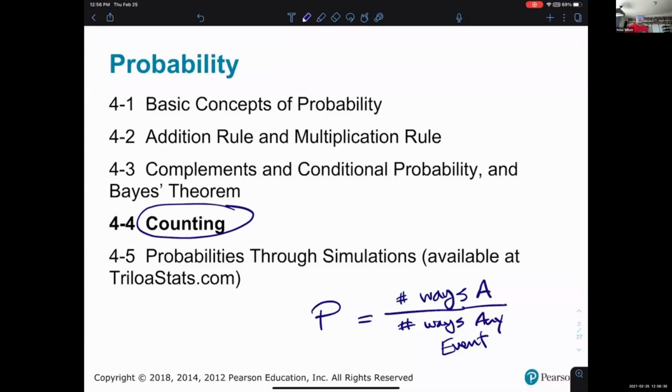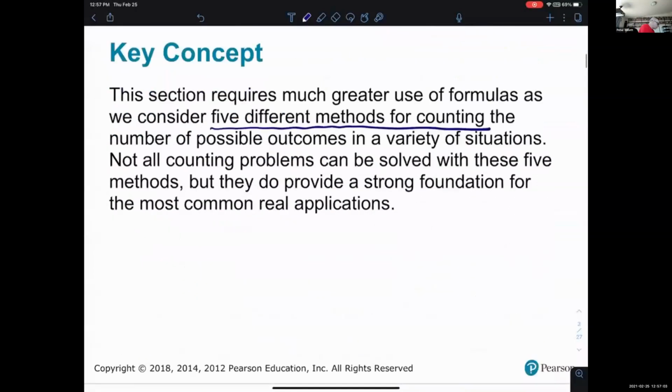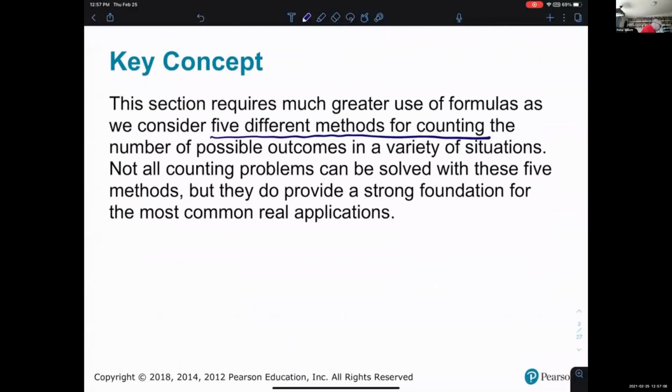Now, we've had simple examples previously. For example, if I flip a coin and I want to see if I get heads, there's one way to get heads, there are two possibilities, so 1 out of 2 is my probability. But those were situations where the counting itself wasn't challenging or complicated. Now we're going to begin to look at examples where the different numbers of possibilities are more challenging to count up, and that's why we'll need skills to do that. In this key concept, there are 5 different methods for counting that we're going to consider. That's what's discussed in this section 4, these different methods for counting things up.